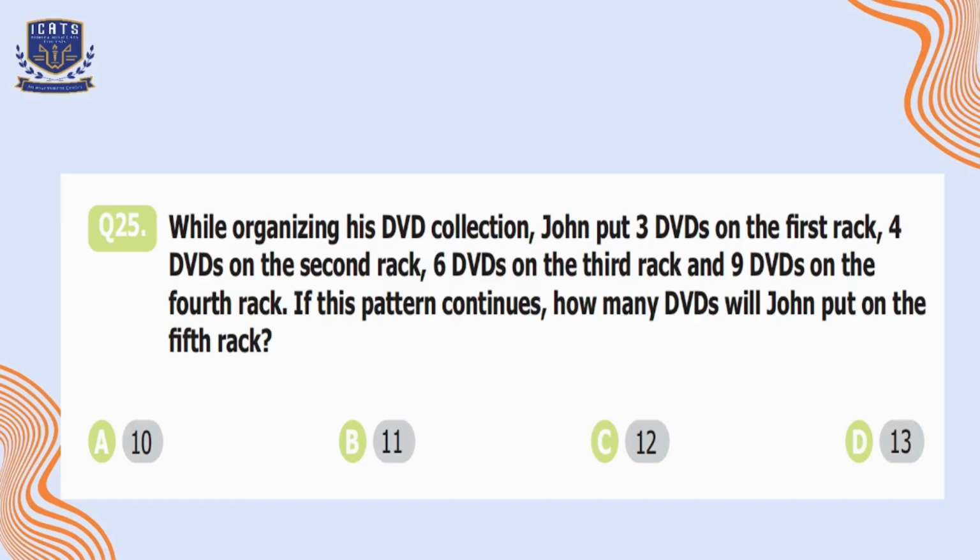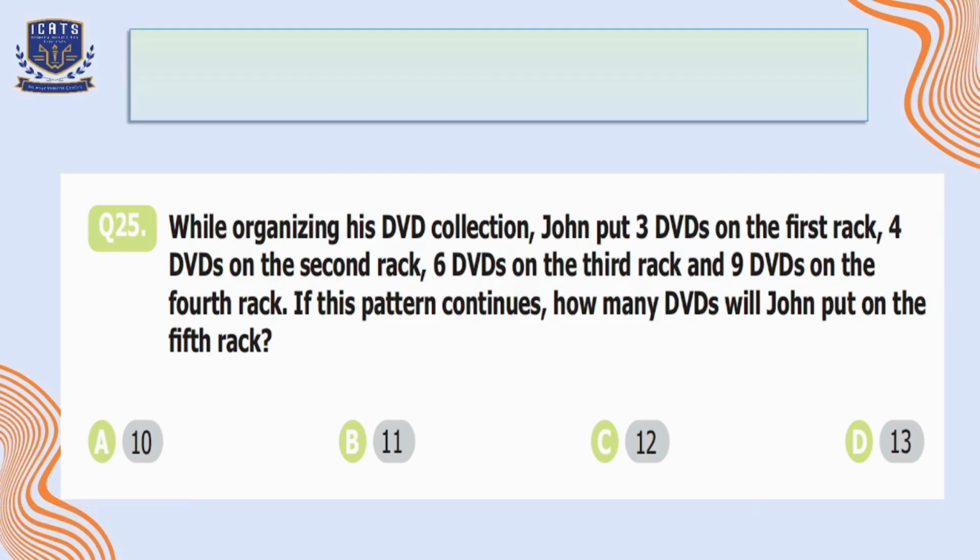Question number 25. While organizing his DVD collection, John put 3 DVDs on the first rack, 4 DVDs on the second rack, 6 DVDs on the third rack, and 9 DVDs on the fourth rack. If this pattern continues, how many DVDs will John put on the fifth rack? So if we write the number of DVDs which he kept in the different racks, the pattern will be like this: 3, 4, 6, 9.